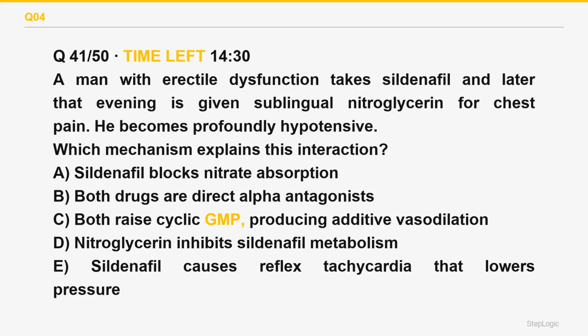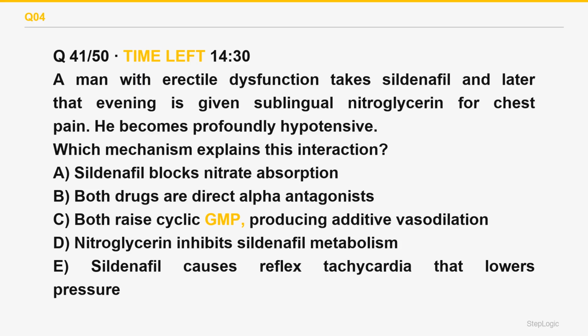Which mechanism explains this interaction? A man with erectile dysfunction takes sildenafil and later that evening is given sublingual nitroglycerin for chest pain. He becomes profoundly hypotensive. Read the command, the mechanism.